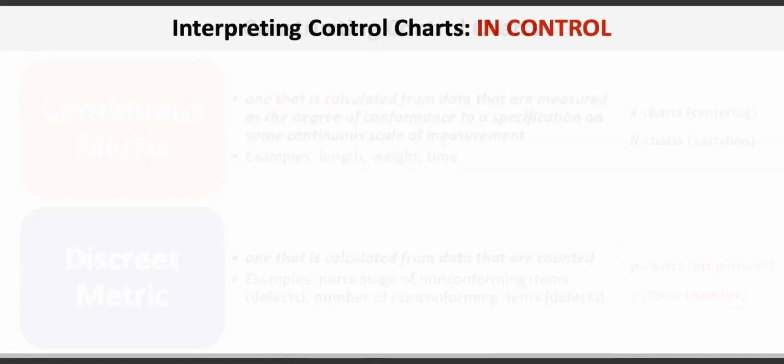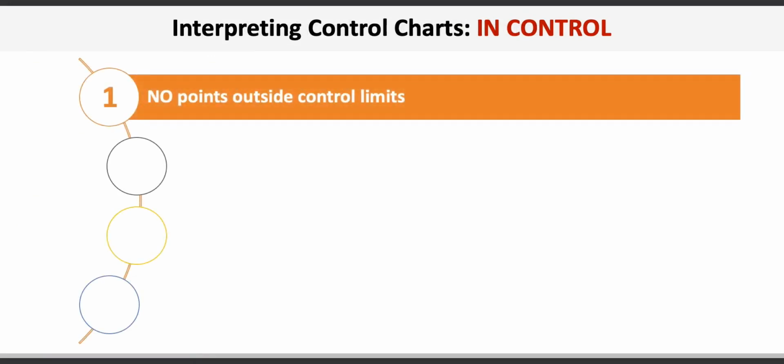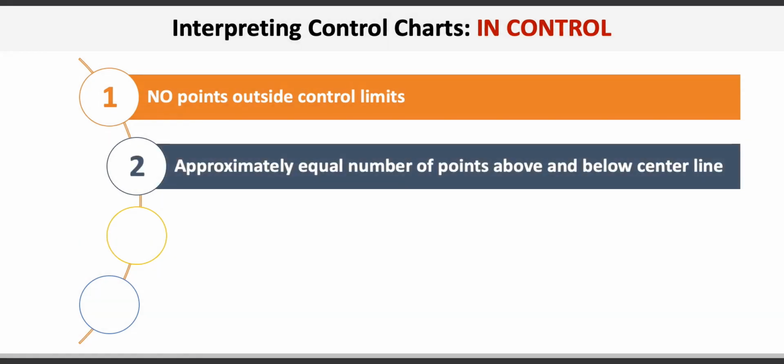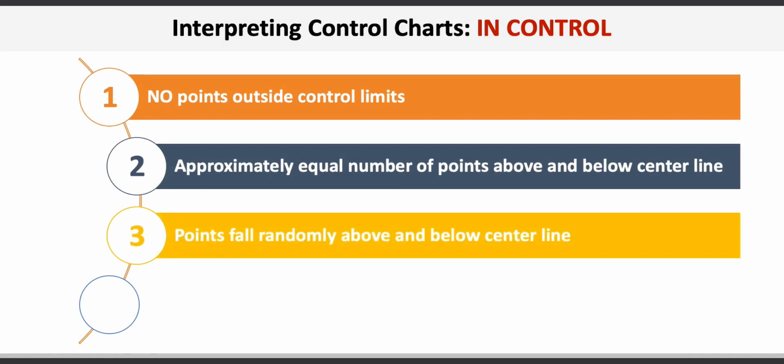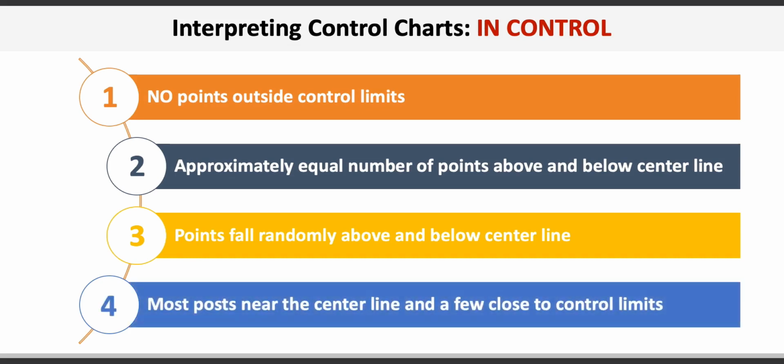To determine if a control chart is in control, we generally look at 4 indicators. First, we don't want any points outside the control limits. Second, approximately an equal number of points fall above and below the center line. Third, points fall randomly above or below the center line. And fourth, most points are near the center line, and some may be close to control limits.